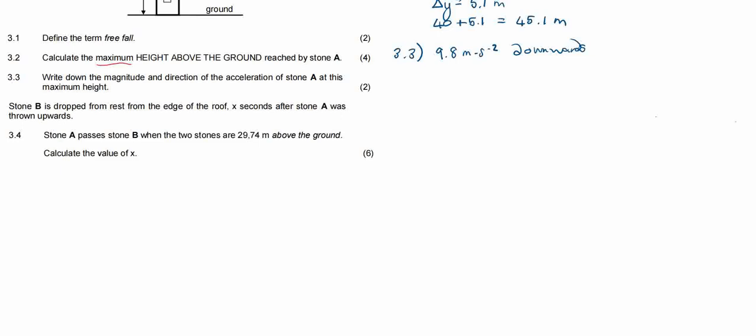Final question. Stone B is dropped from rest from the edge of the roof X seconds after stone A was thrown upwards. Stone A passes stone B when the two stones are 29.74 meters above the ground. Calculate the value of X.